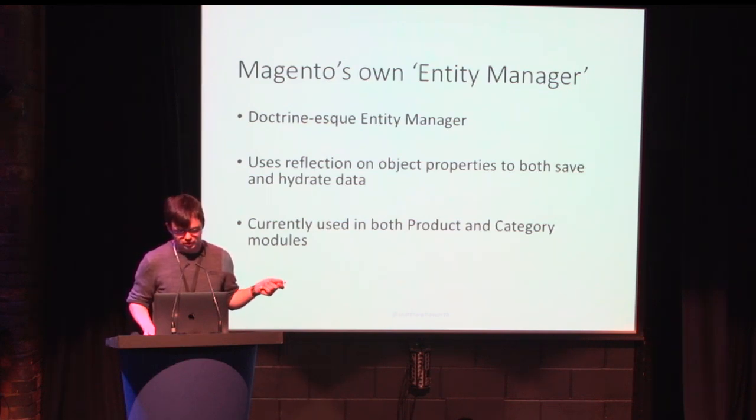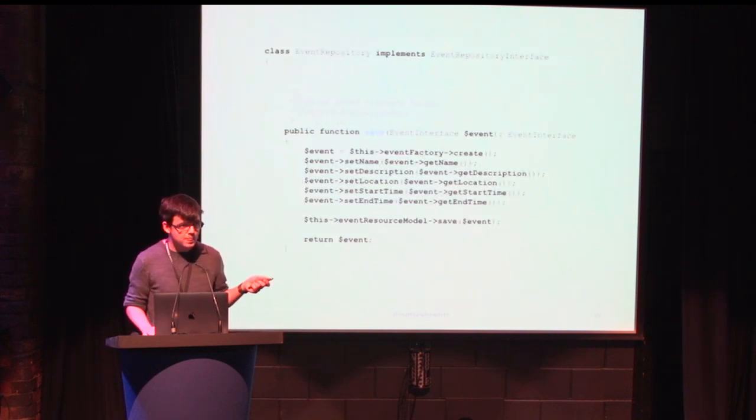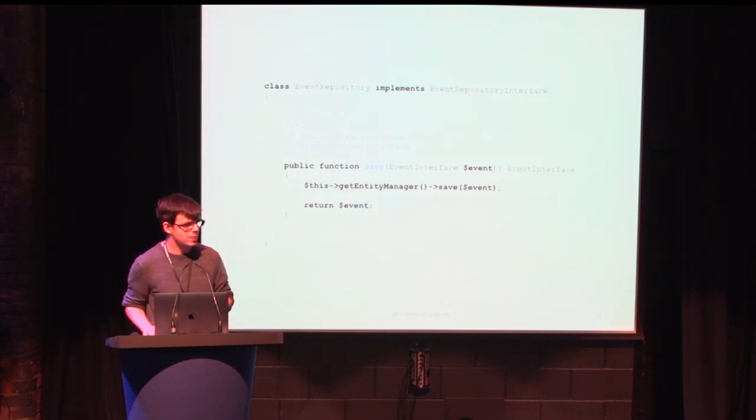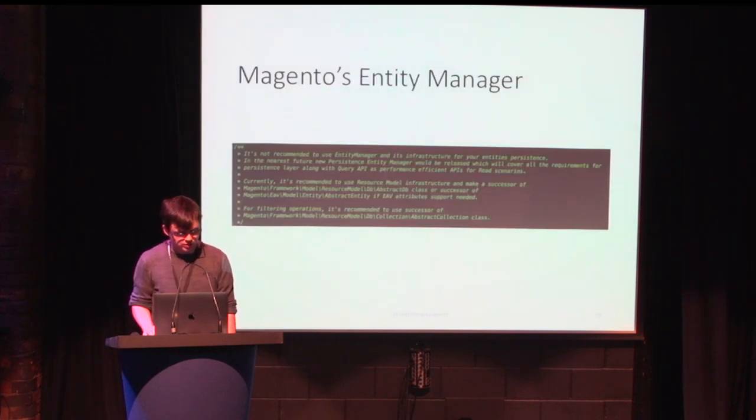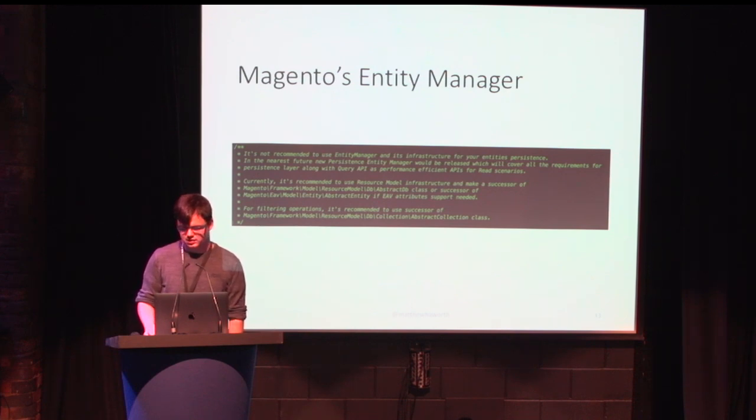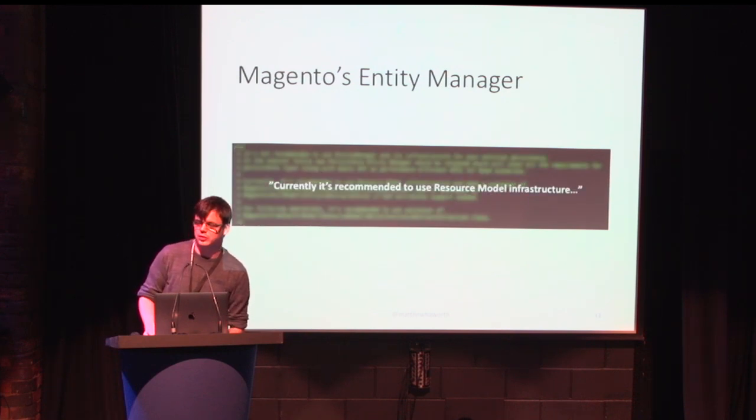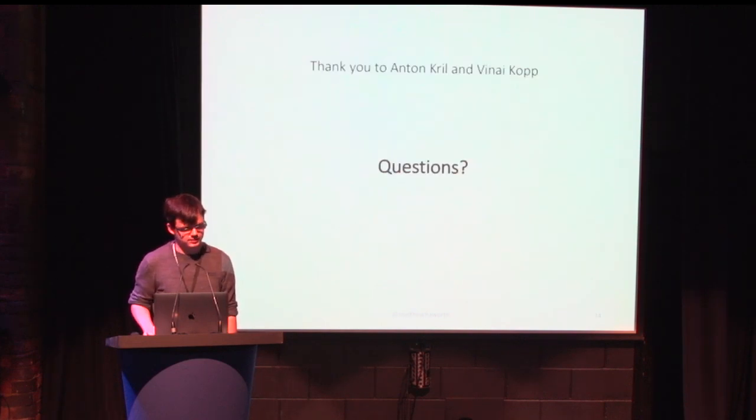Now, where our event repository before this entity manager looked like this, with the entity manager, where the mappings are going to be done through annotations or something more Doctrine-esque, it's going to look a little bit more like that. It probably will be a little bit more complicated than that. But that's fundamentally the gist of it. But like I said, Magento's entity manager is early doors. There's this big comment on the top of it, which I'm not going to make you read now, but it effectively drills down to the fact that it's not ready. And for now, we should stick with the resource model strategy I talked about earlier. And that's me. Any questions?